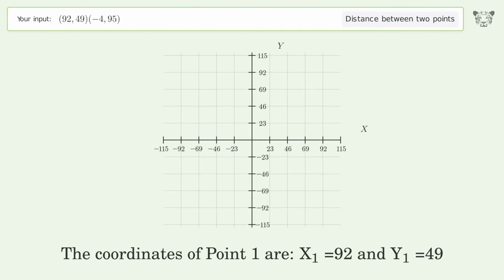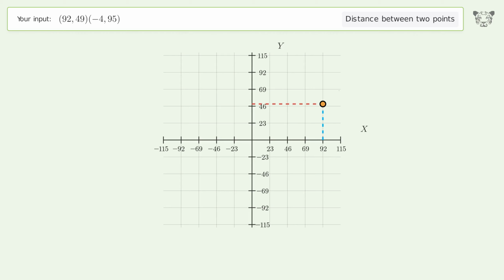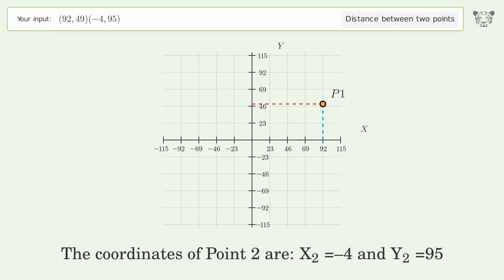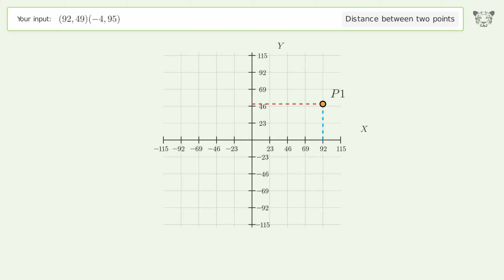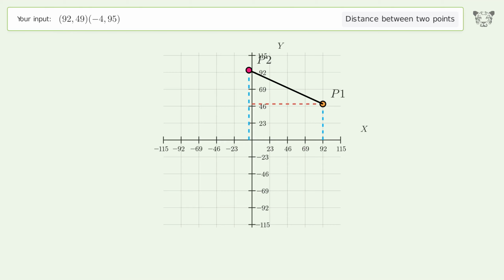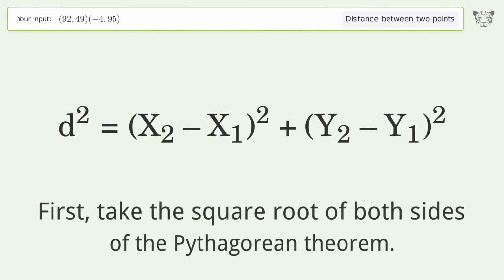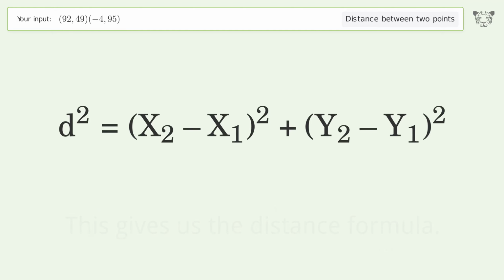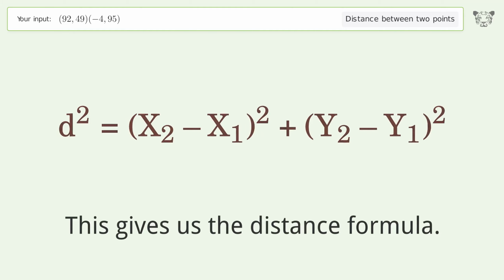The coordinates of point 1 are, x1 equals 92 and y1 equals 49. The coordinates of point 2 are, x2 equals -4 and y2 equals 95. D is the distance between the 2 points. First, take the square root of both sides of the Pythagorean theorem. This gives us the distance formula.